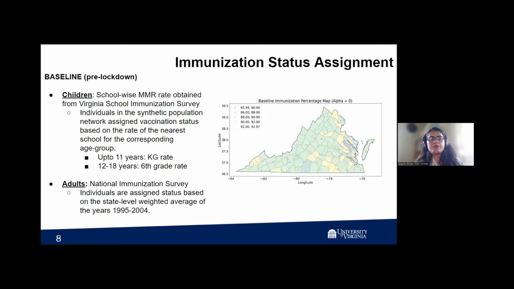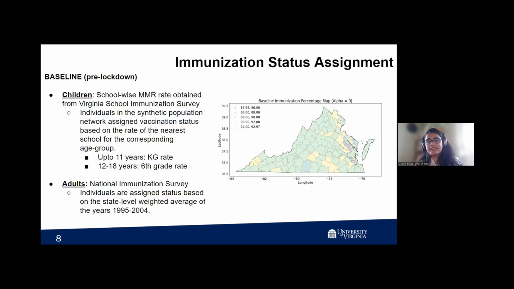In immunization status assignment, the baseline would be pre-lockdown. For children, we have school-wise MMR rates obtained from the Virginia School Immunization Survey, where the reporting goes for a kindergarten rate and the 6th grade rate. So we did age-based assignment of vaccination status, preserving the immunization rate in the neighborhood or school district.